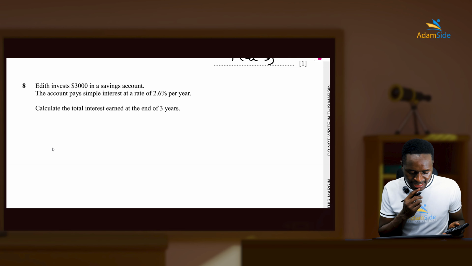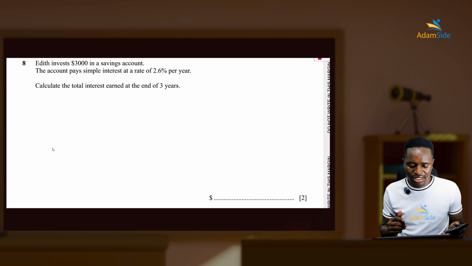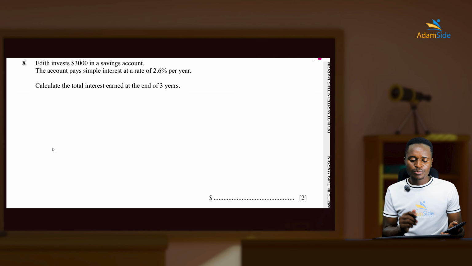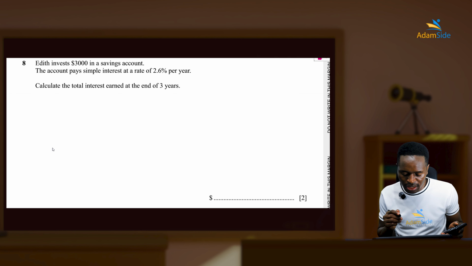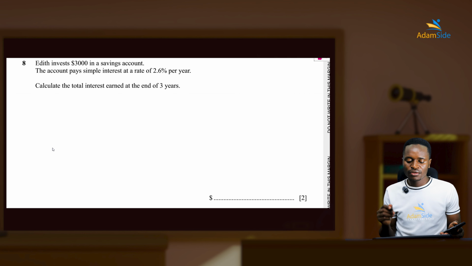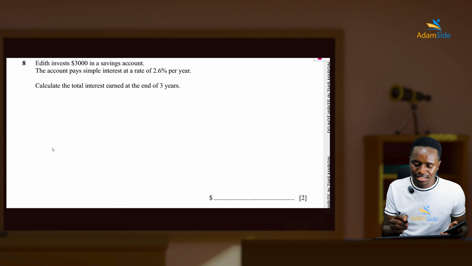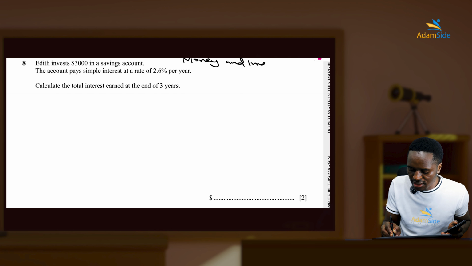Okay, question number 8. Edith invests $3,000 in a savings account. The account pays simple interest at a rate of 2.6% per year. Calculate the total interest earned at the end of 3 years. So you have seen this is about money and investment. This is the unit. Here you need to know about simple interest, normally with compound interest.